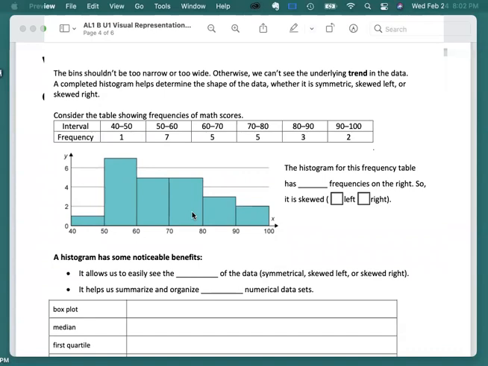And which way is this skewed? Well, it looks like more is to the right, or is skewed right. More of it is leaning to the left. So as a teacher, I would look at this and be like, oh my, I need to focus my energy on this left side where the majority of the students are.